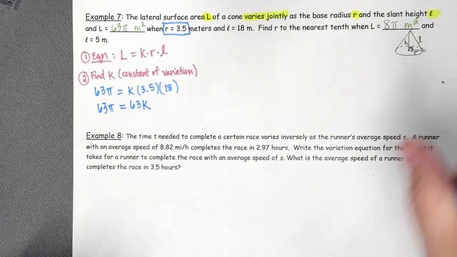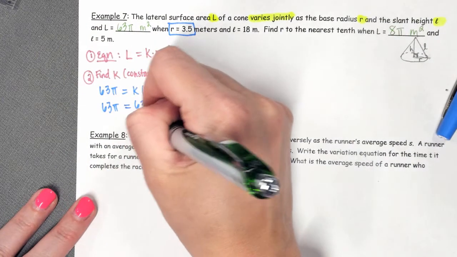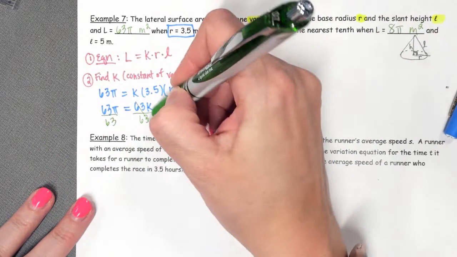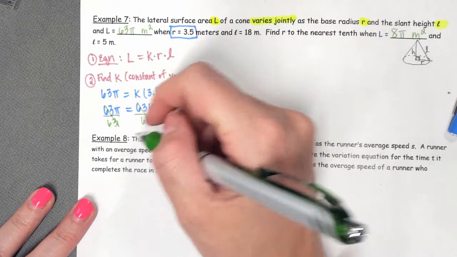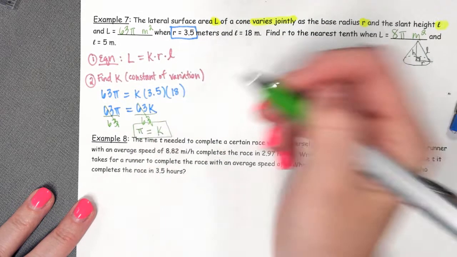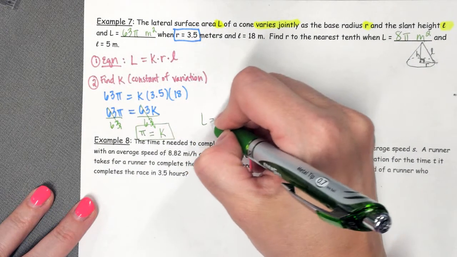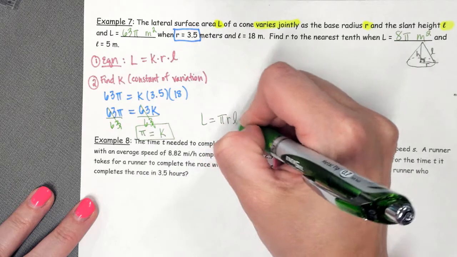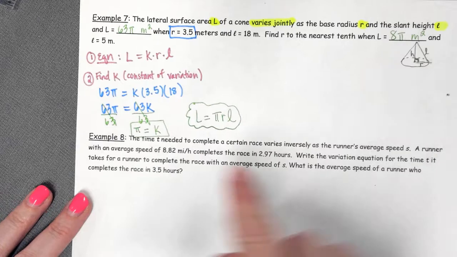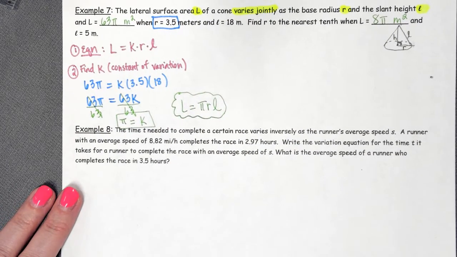So when you're solving for K and you're dividing both sides by 63, you will get an exact answer. We're not going to round it. We're going to keep it exact. So your value of K is what? Pi. So when you plug that in, your lateral area is pi rℓ. I don't know if you remember this far back, but that's the actual equation, is pi rℓ. We're finding the lateral area.